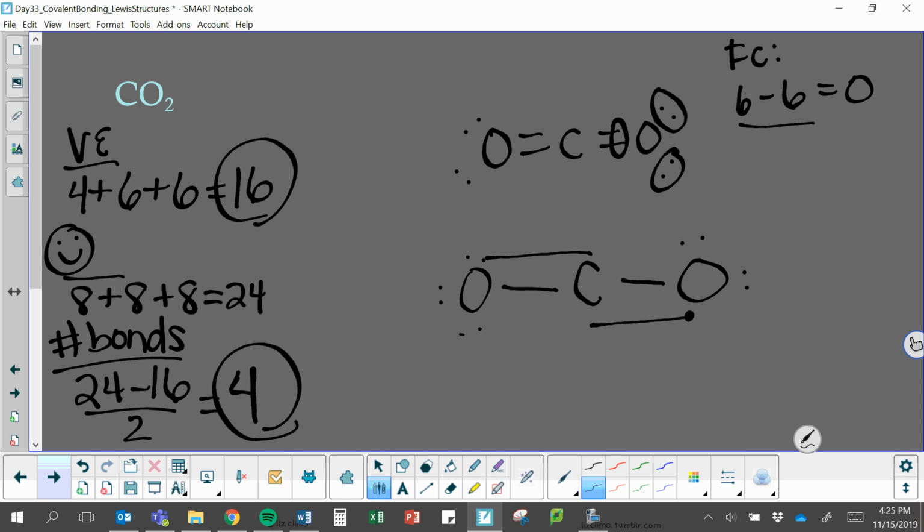And then carbon, it brought 4 electrons to the table, and then it gets 1, 2, 3, 4 electrons, so its formal charge is also 0. So your answer, you have your formal charge to the side to calculate it, but your answer would be this structure.